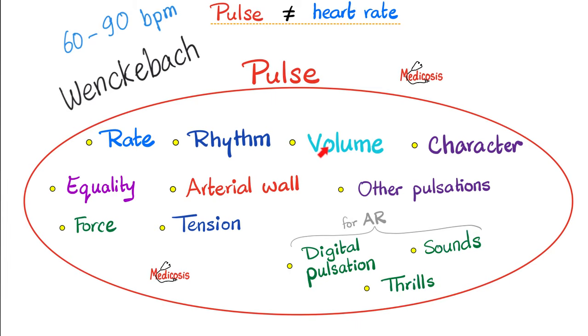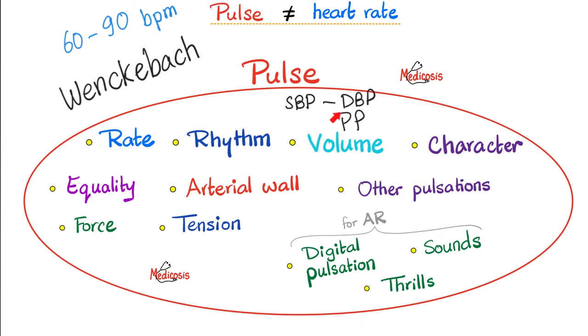Next, the volume. What's that? Put your fingertips on the patient's artery. How hard the blood is hitting your fingertips is the volume. It's the movement imparted upon your fingertips. What does it reflect? It reflects the pulse pressure. What is the pulse pressure? It is the difference between systolic blood pressure and diastolic blood pressure. So, systolic minus diastolic equals pulse pressure.